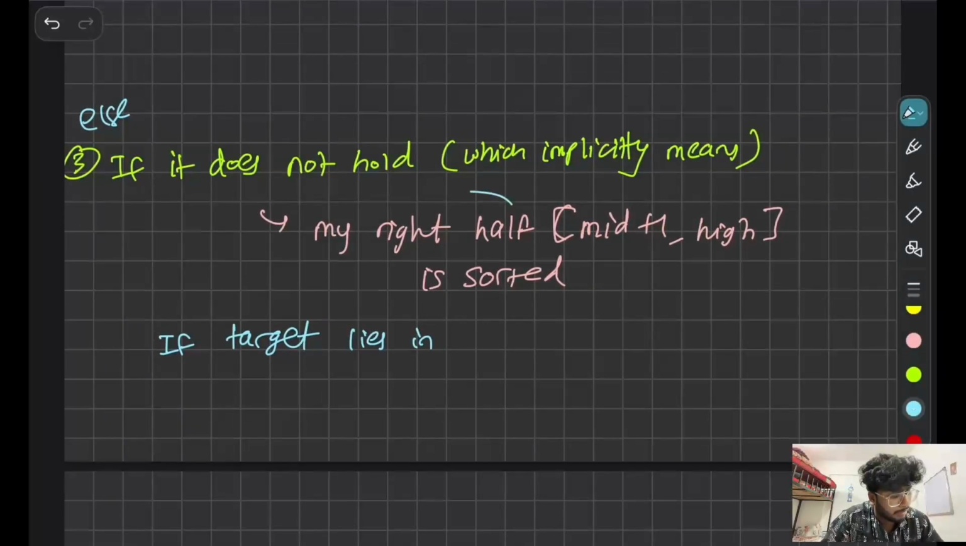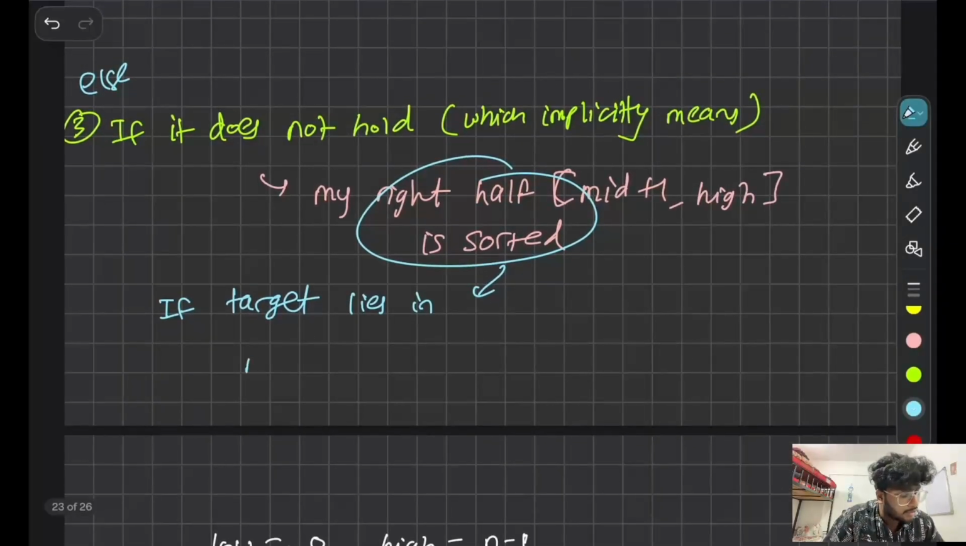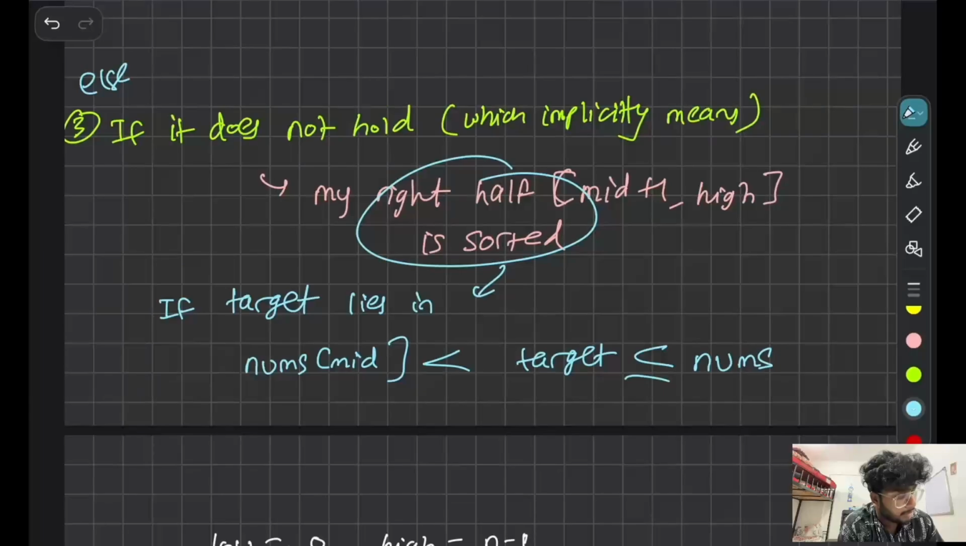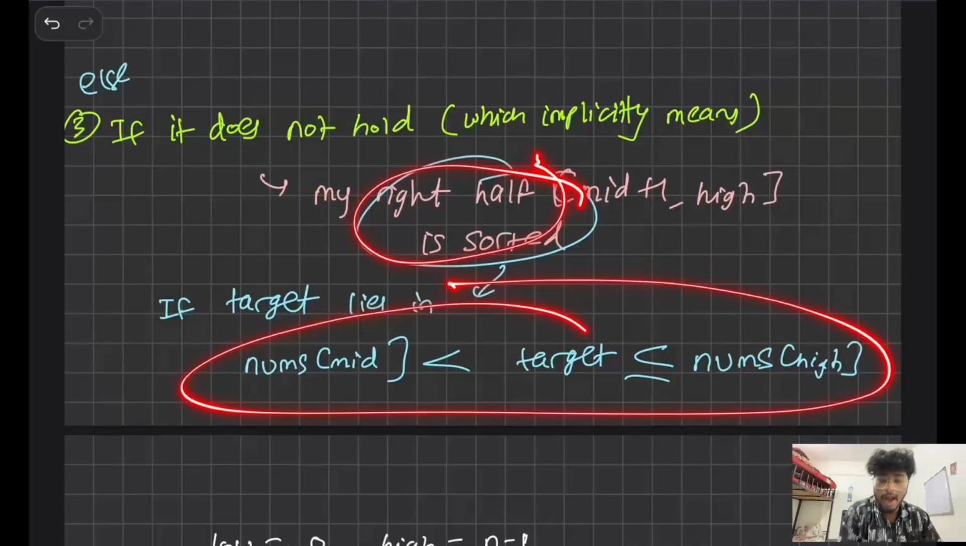So if target lies in this right sorted half, then nums of mid plus 1 should be lesser than or equal to my target, or you can just do nums of mid is lesser than target, and target is lesser than or equal to nums of high. This means that my target lies in the right sorted half, and if it lies there, I would search in the right sorted half.